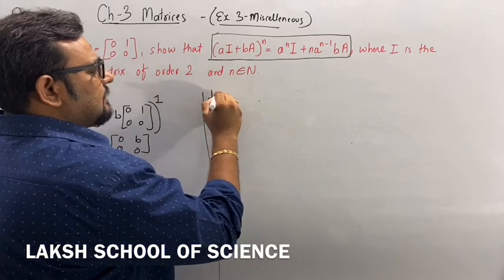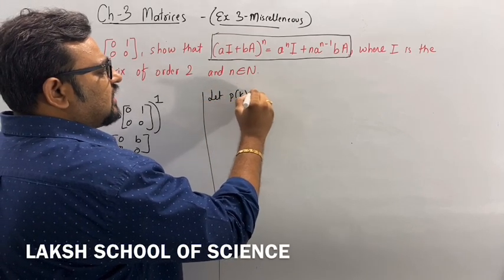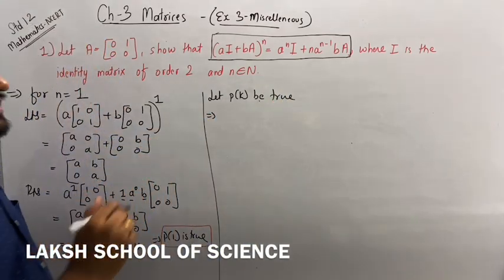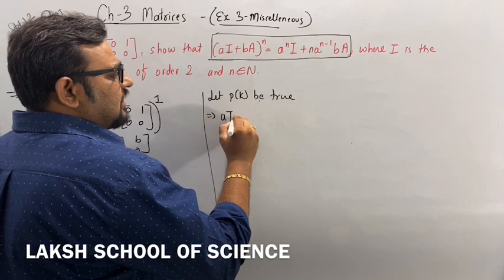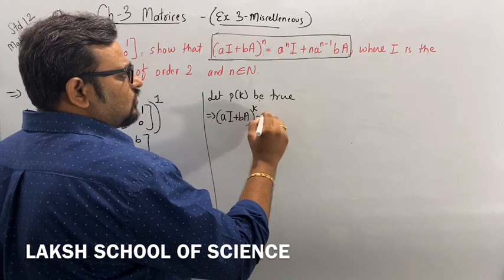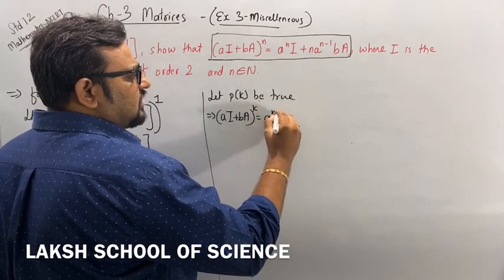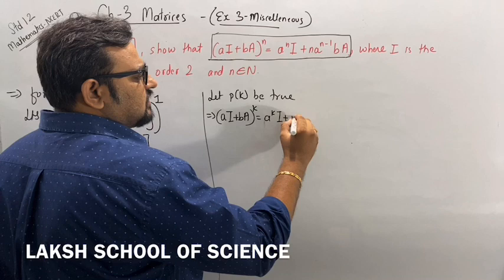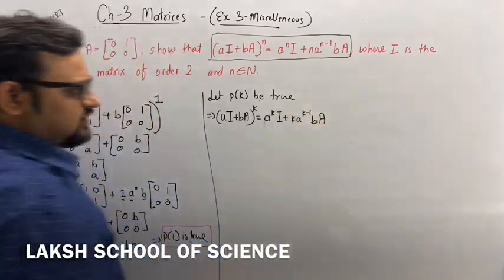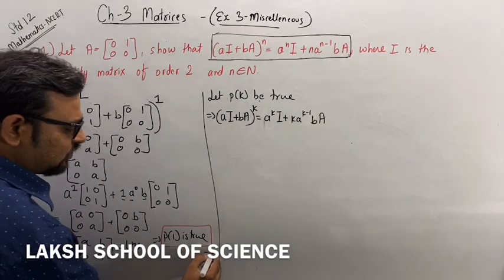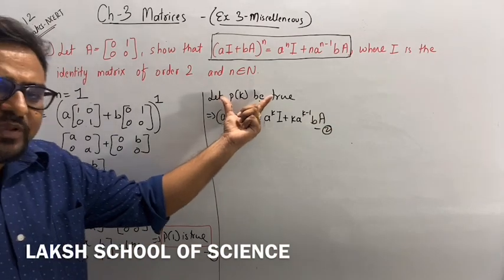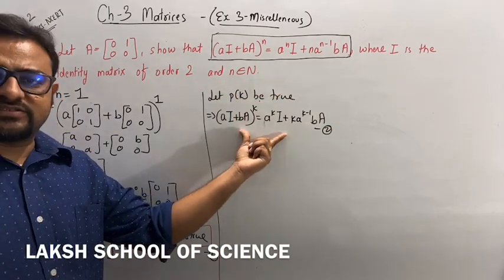Let P of k be true. So what does this imply? (AI + BA) raised to k equals A raised to k I plus k A raised to k minus 1 BA. Let's name this as 1, this as 2. Clear? So we had assumed P of k is true, so we get this.